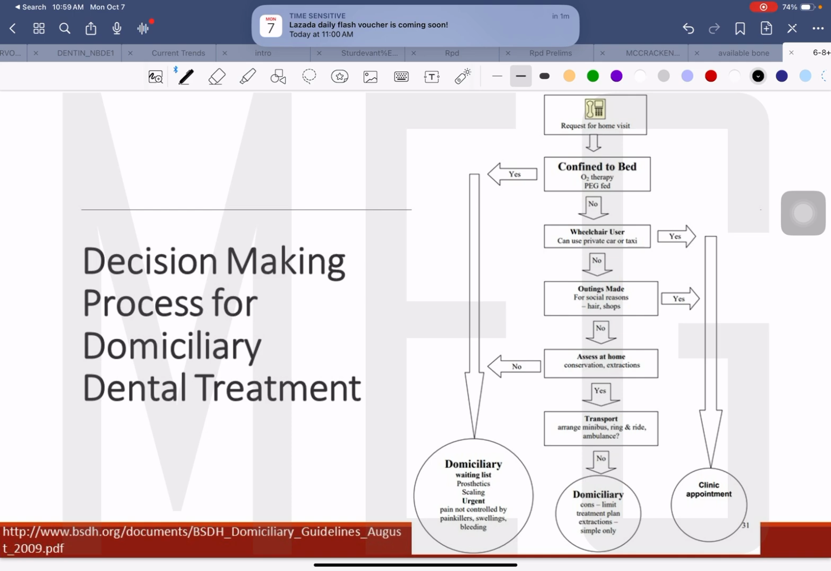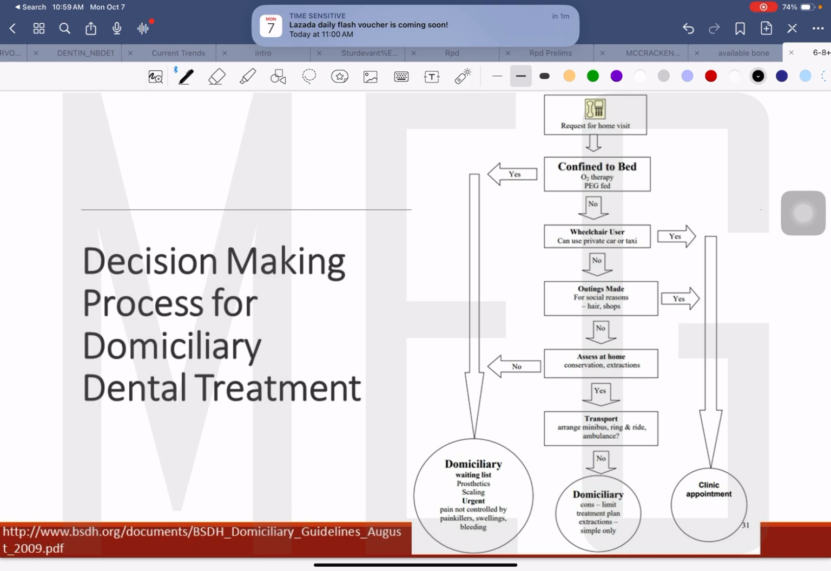If the patient can go to other places, go to the mall, go to the park, but they can go to the dentist, iba na po yung tamad po tawag doon. So, if no, outings made. Ayun na nga, outings. Yes, clinic appointment. But if no, assess at home. Is it conservative or with extraction? If yes, they can be transported or not.